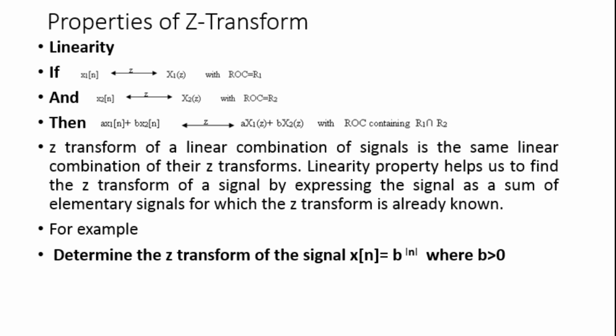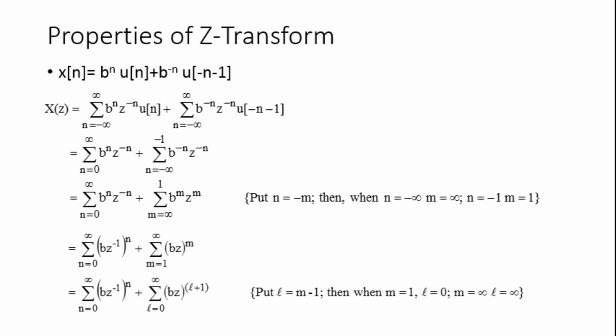For example, determine the Z transform of the signal x of n is equal to b to the power mod n, where b is greater than 0. x of n is equal to b to the power n into u of n plus b to the power minus n into u of minus n minus 1.